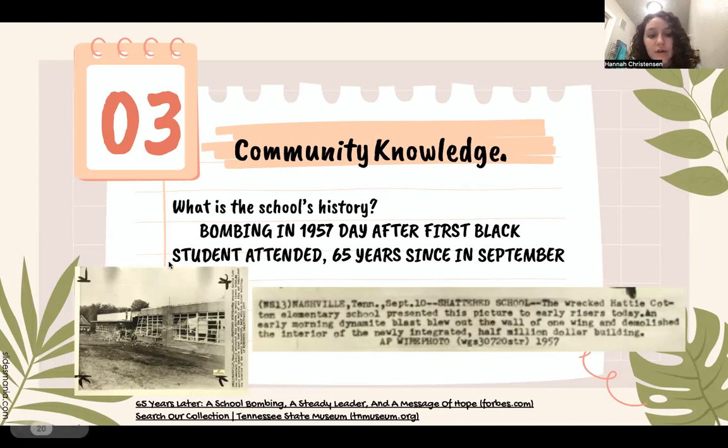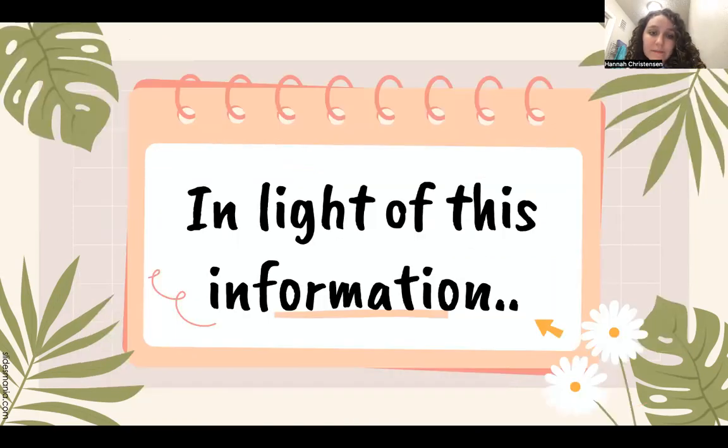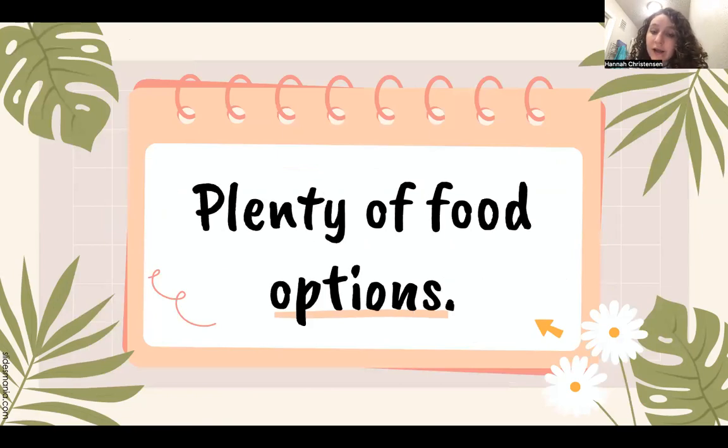I've included a picture from the bombing that I got from the Tennessee Museum, and I'm going to try my best to read this. It's a little bit fuzzy. It says, Nashville, Tennessee, September 10th. The wrecked Hattie Cotton Elementary School presented this picture to early risers today. An early morning dynamite blast blew out the wall of one wing and demolished the interior of the newly integrated $500,000 building. And this was in 1957. So that is why my picture of Hattie Cotton on the outside says Hattie Cotton 2.0, because it is the rebuilding of it.